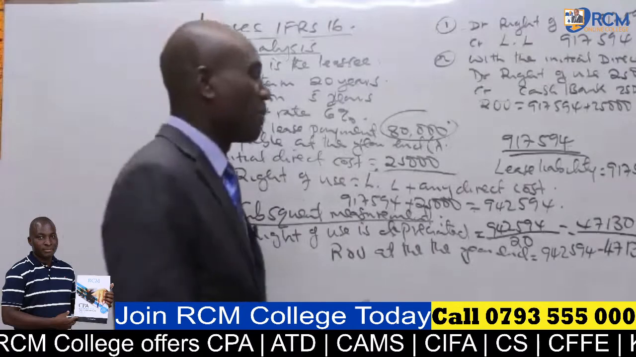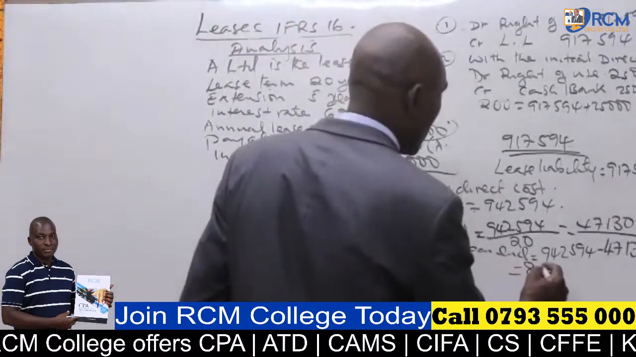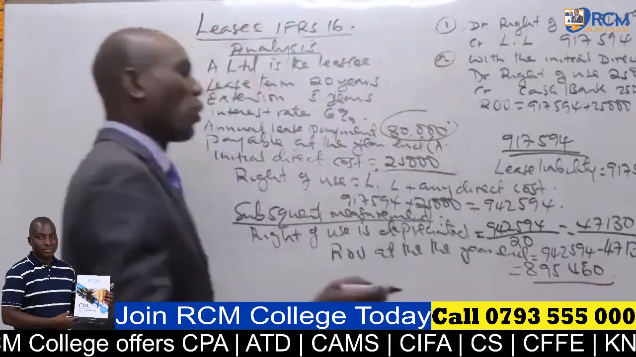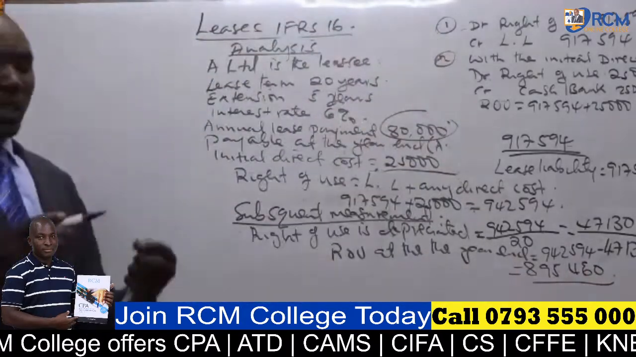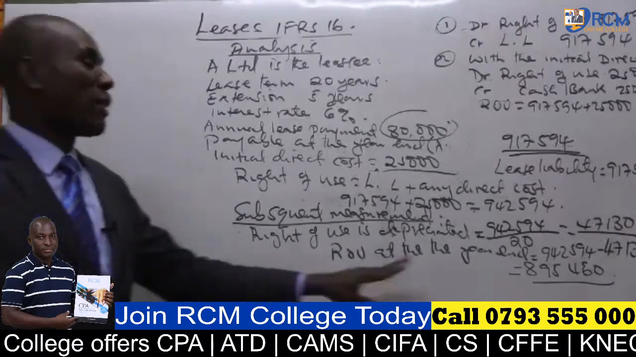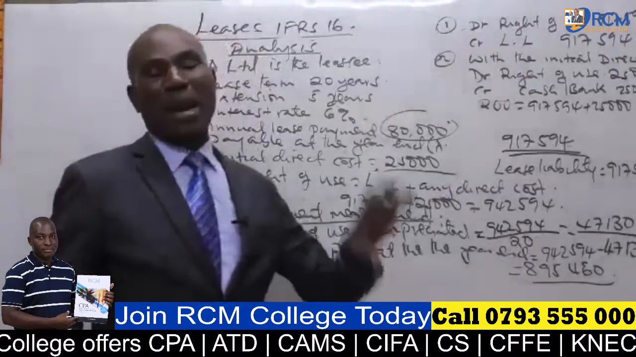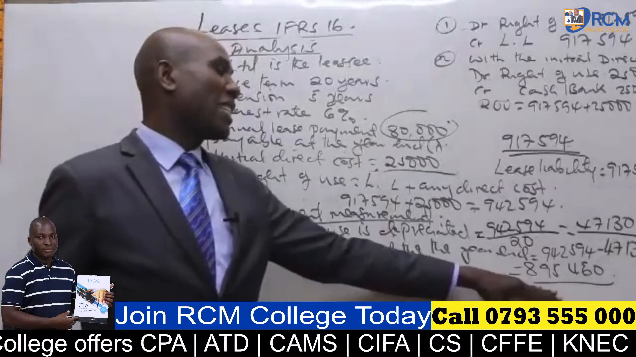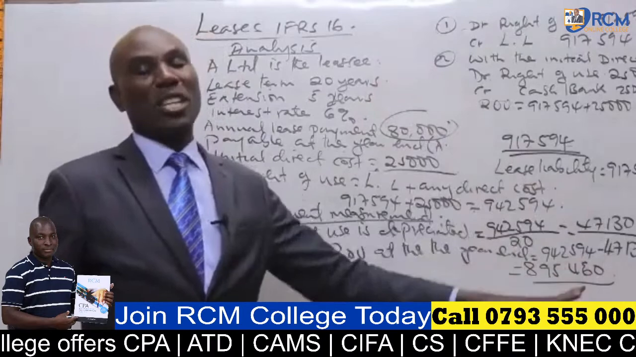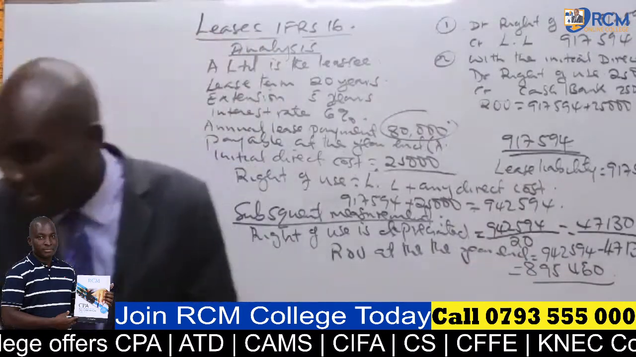895,460. That is what I report at the year end on subsequent measurement. At the year end, my right of use in my balance sheet, I will report 895 because I take the initial recognition minus depreciation. We depreciate that asset.